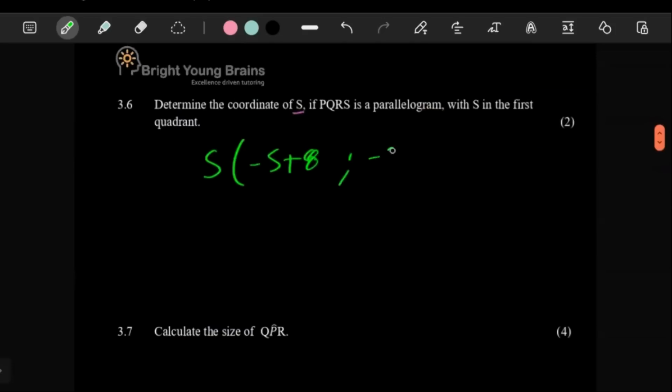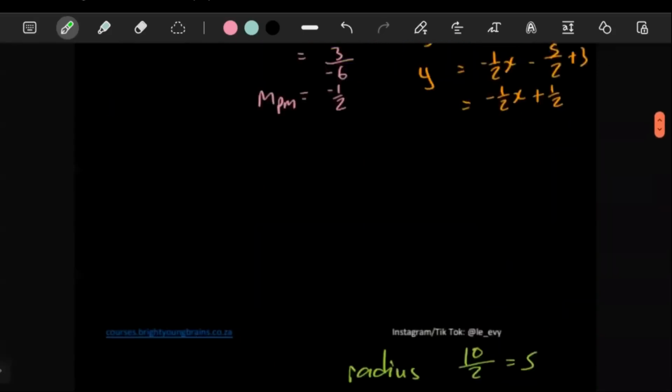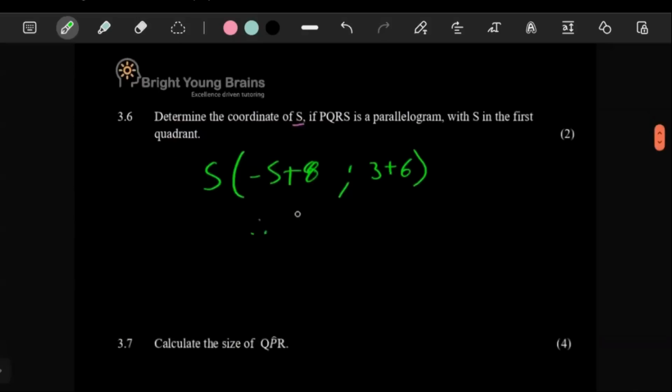So what did we get again? We're starting at +3, so 6 upwards is a 9. So 3 plus 6, and therefore S is equal to -5 plus 8. -5 plus 8 is 3, and then 9. There we go.